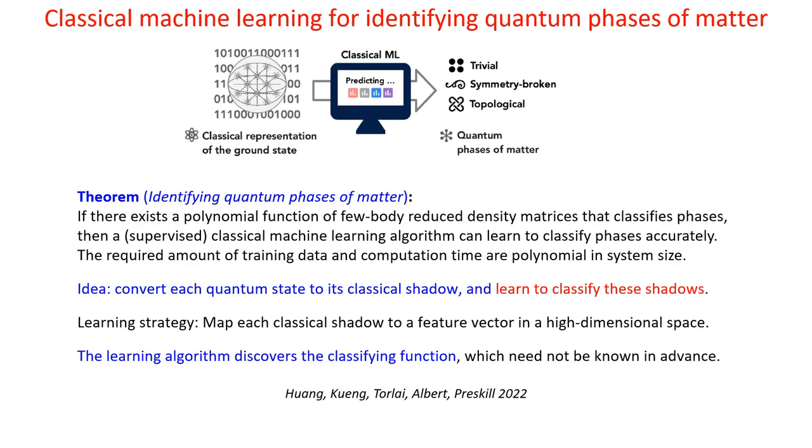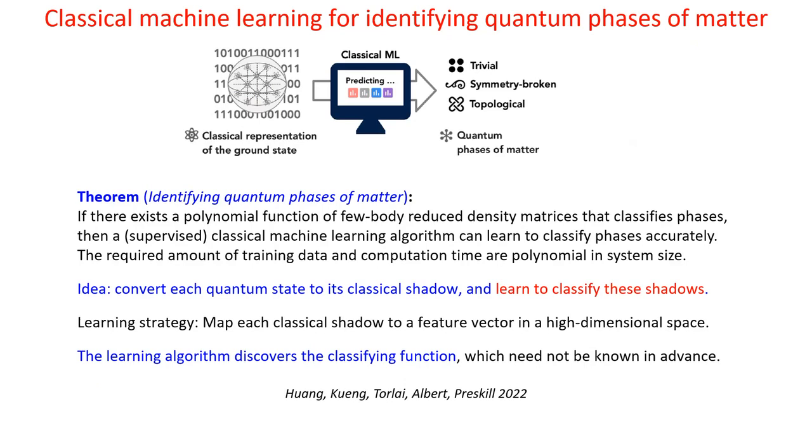Well, the learning strategy is a standard one. We define a feature map that maps the classical shadows to a high-dimensional feature space, and then we learn a classifying function in the feature space. Of course, the learning algorithm doesn't know what that function is in advance. It learns the classifying function, and that can provide guidance to the physicists for trying to understand how the structure of the entanglement in the two phases differ from one another.